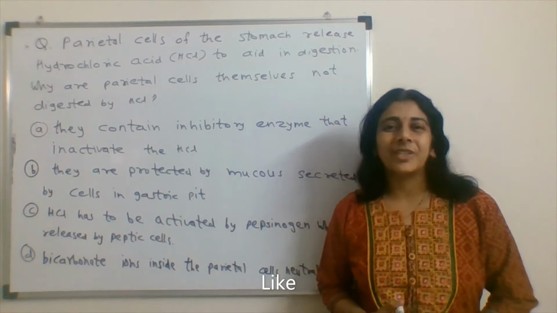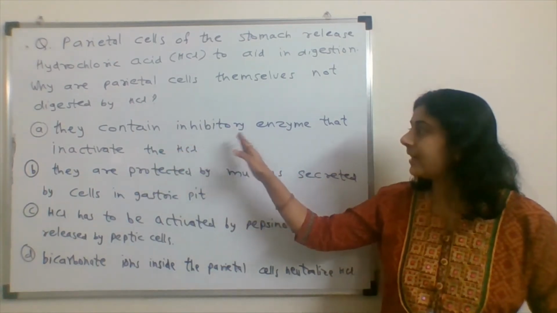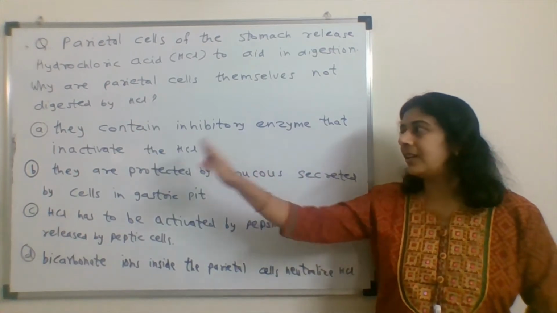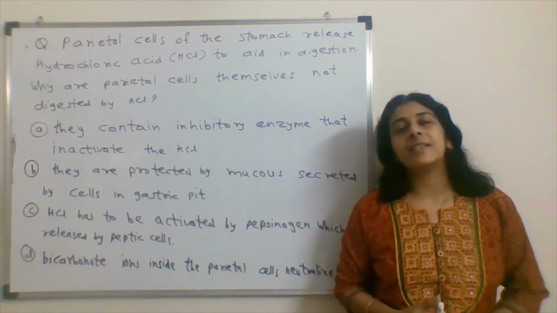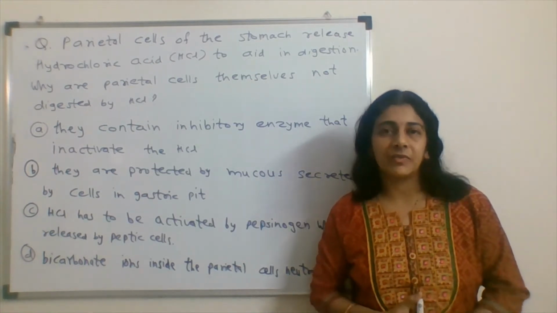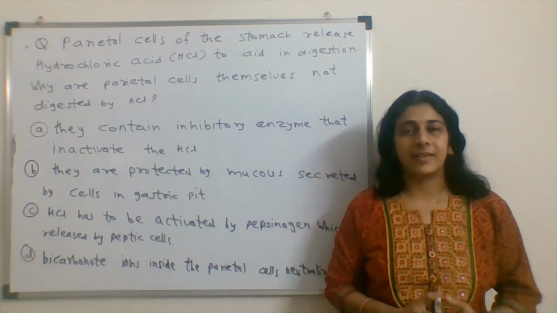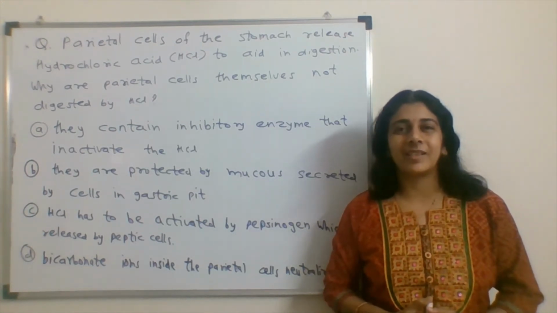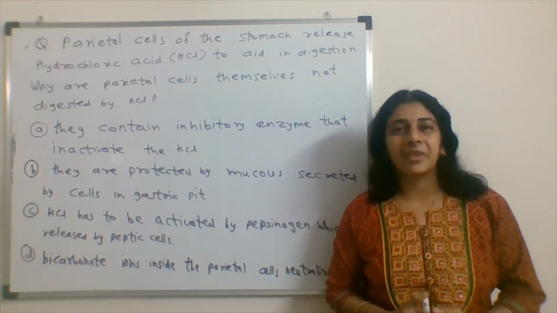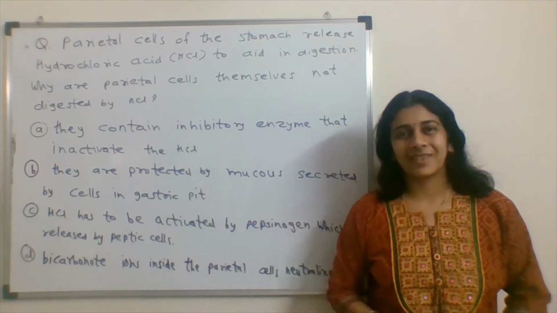Okay, so going option wise, first option says that parietal cell contain inhibitory enzyme that inactivate the HCl. See, parietal cells are the epithelial cells of the stomach. It secretes intrinsic factor and HCl. These do not contain any inhibitory enzymes to get protected from the HCl. So let's move to other options.